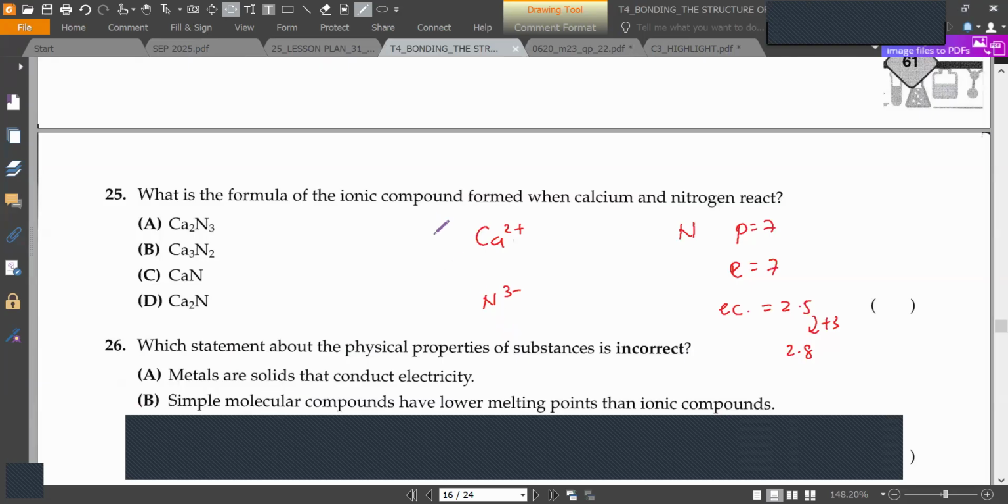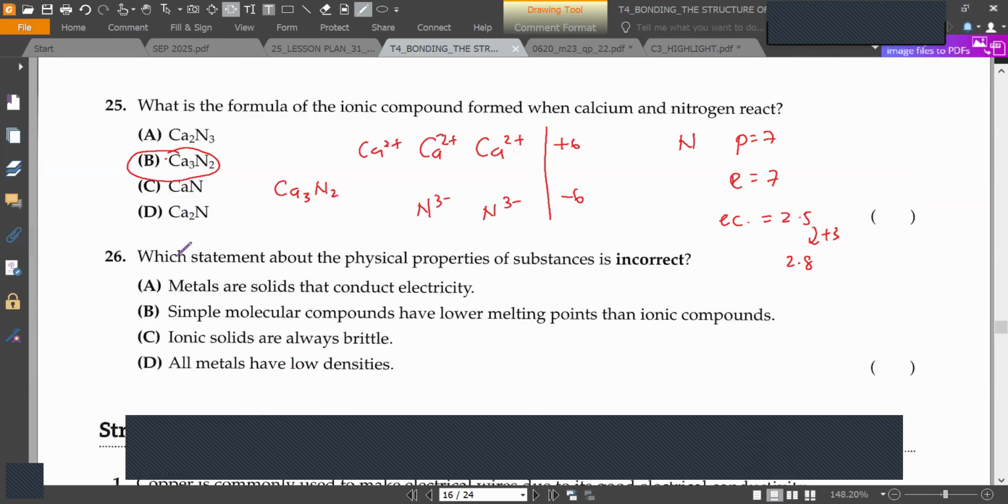Which means we need calcium, 3 of them, and nitrogen, 2 of them. So that will give us plus 6, negative 6. So our answer will be Ca3N2. Yes, Ca3N2.